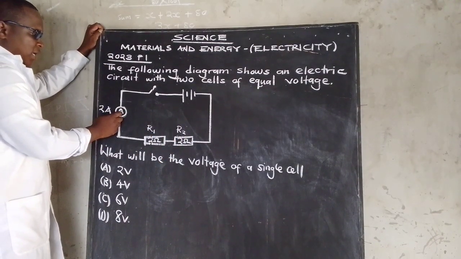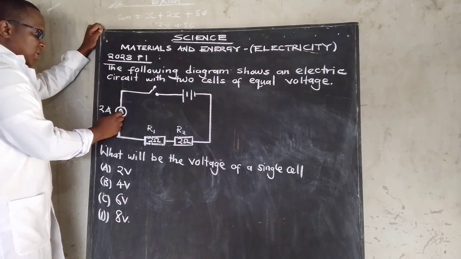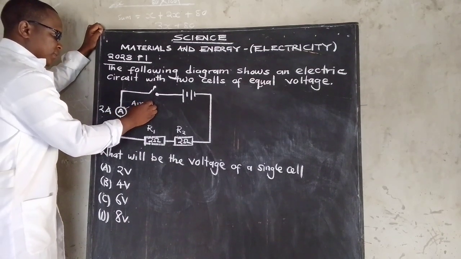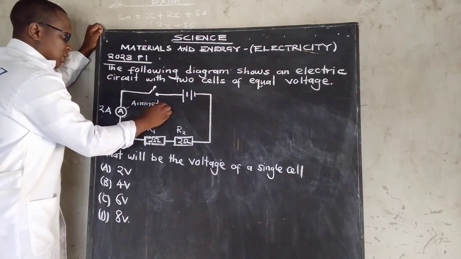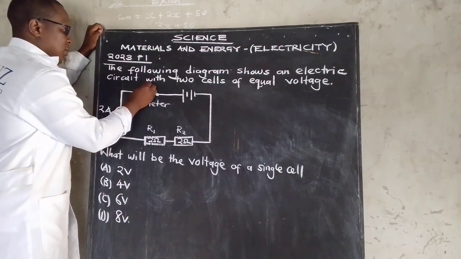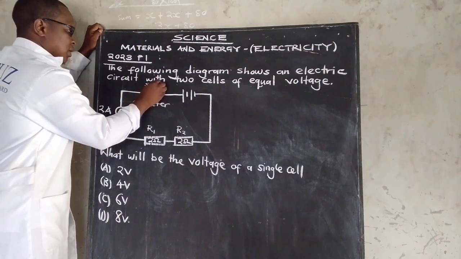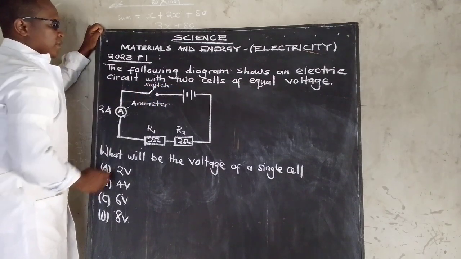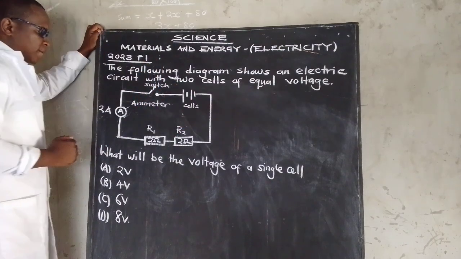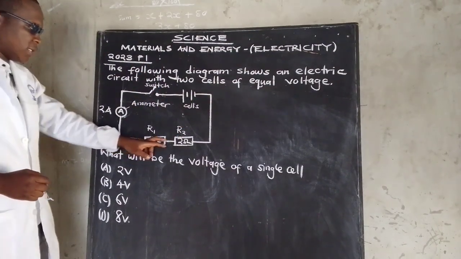This is what we call an ammeter. Then this is a switch, and we have cells. Then you have these two resistors.